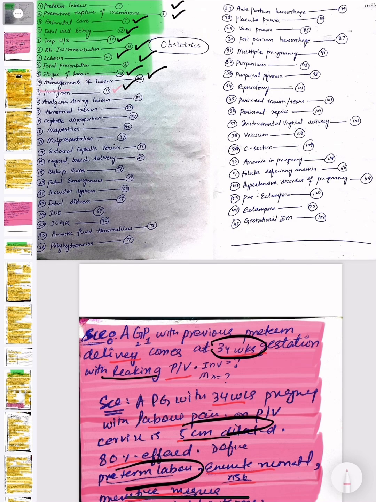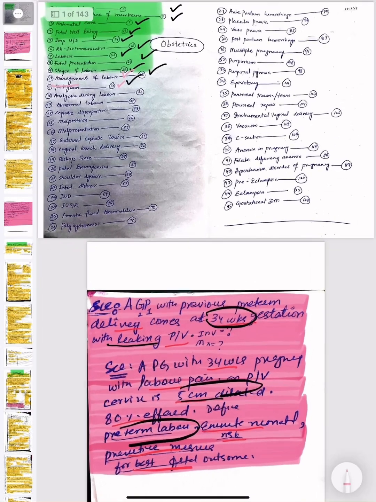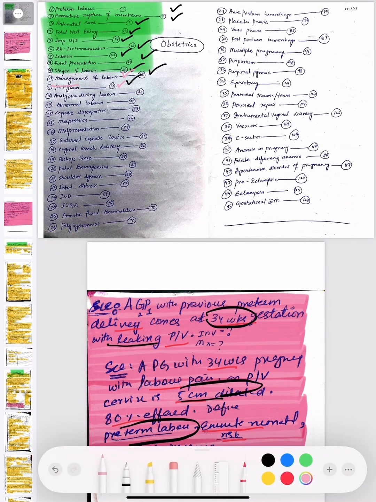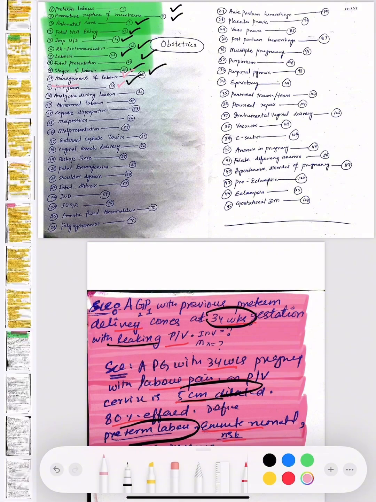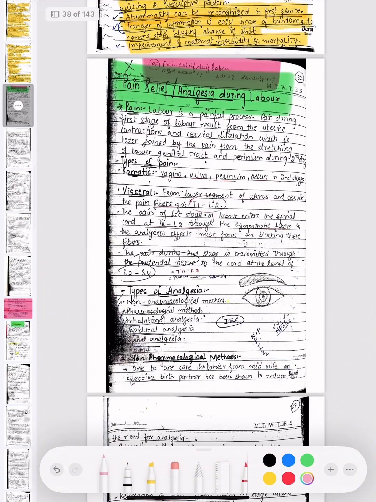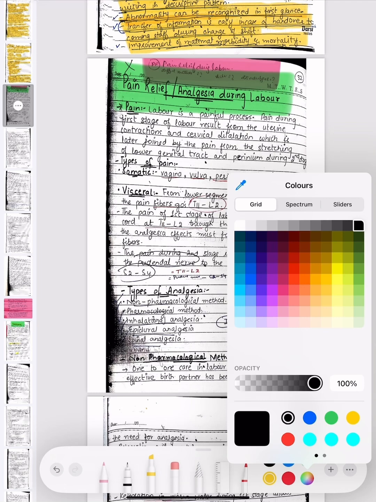Now we will discuss the analgesia during labor, abnormal labor, cephalopelvic disproportion, malposition, malpresentation and external cephalic version. Okay, so starting from the first topic of today, we are having the pain relief or analgesia during labor.